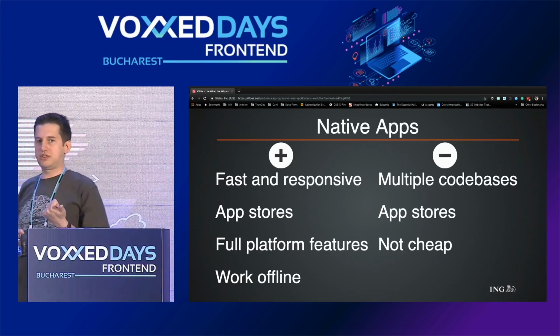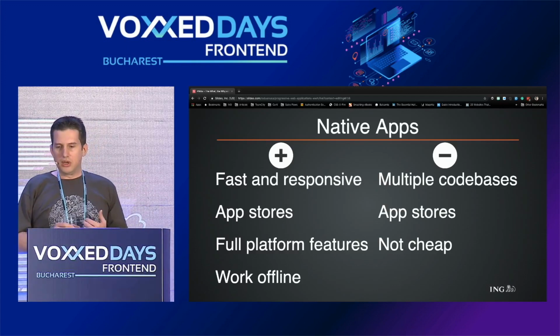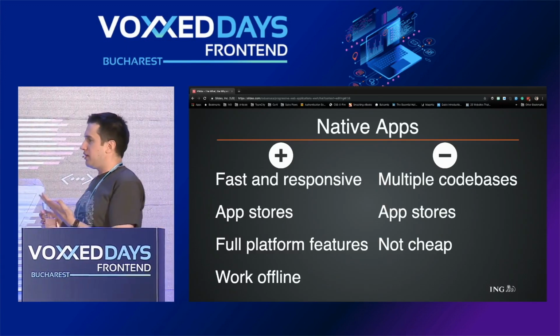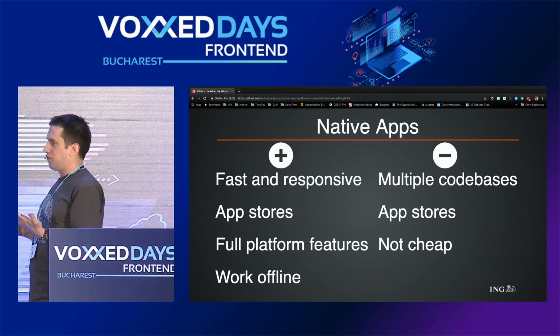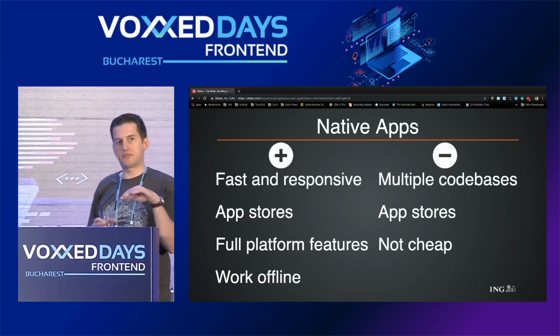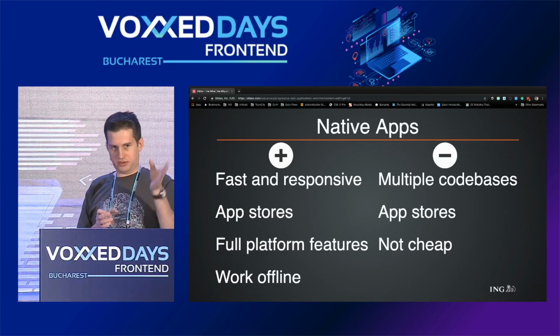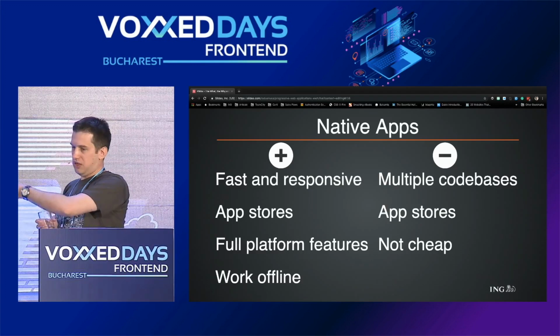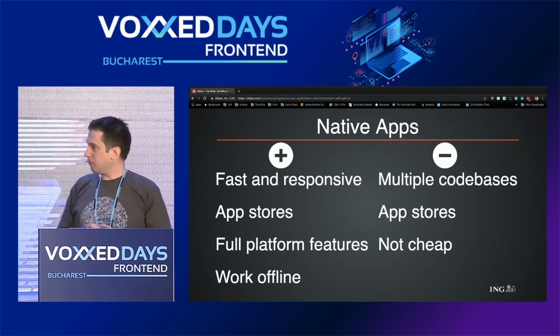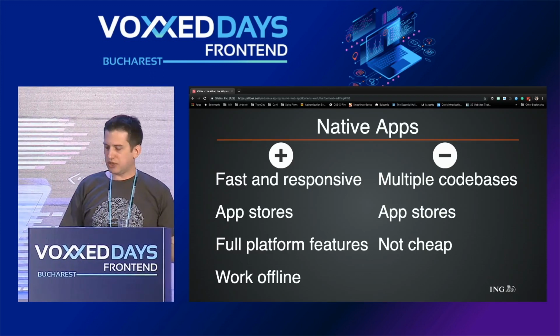So they are clearly fast and responsive. You can distribute them in app stores. You can search for them. They access full platform features, and they can also work offline. On the other hand, you have multiple code bases. And here's first at Objective-C versus Swift and Java versus Kotlin. And because of multiple code bases, they don't get that cheap.